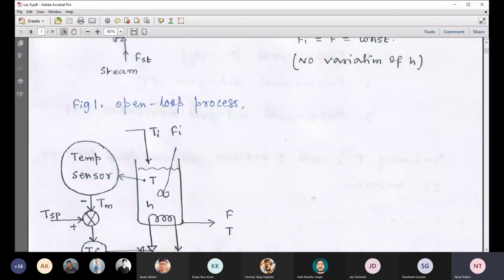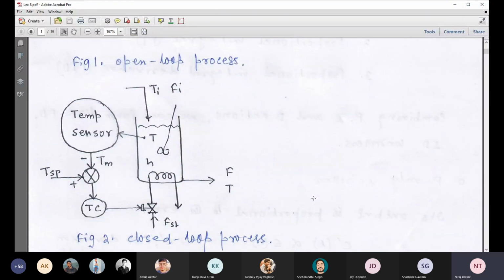Now let us employ the control scheme. Basically, we want to develop the closed loop process. You see, we have the same process, the heating tank system, but we have included our control configuration. Draw this figure. Just include the control configuration part.